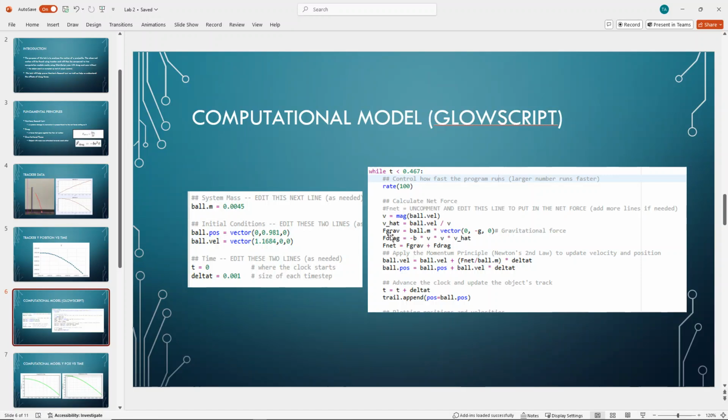As you can see, we include gravity, which is just negative g times the mass, and we include drag, which is b v squared times v hat, as I mentioned before, and the net force is then added together. We then use Newton's second law to update our velocity using the formula, and then we also update the position of the ball as well.